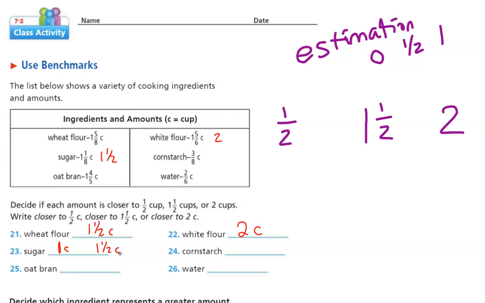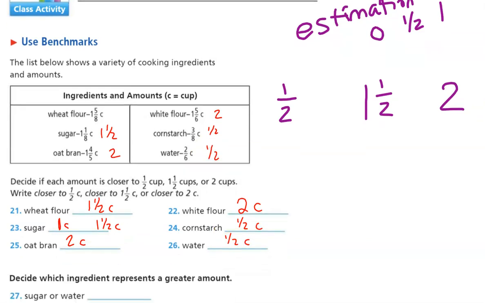Okay. And then cornstarch is 3/8 of a cup. Again, 4/8 would be 1/2, and that's pretty darn close. So I would estimate that to be 1/2 of a cup. And then for your oat bran, 4 is really darn close to 5. So that means that I'm going to round that up to 1. And 1 plus 1 is 2. So that's 2 cups. And then your water, 2/6 of a cup. Well, what's half of 6? That would be 3. And 2/6 is pretty close to 3/6. So I would say that's right around a half. So I'm going to write that down as a half a cup.